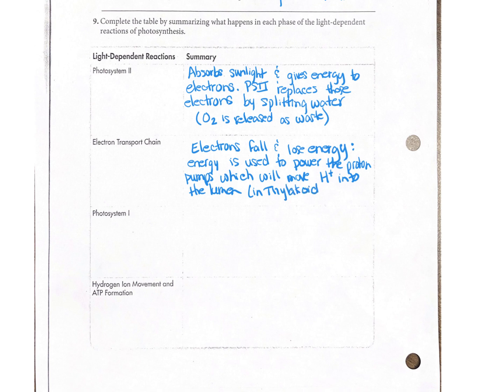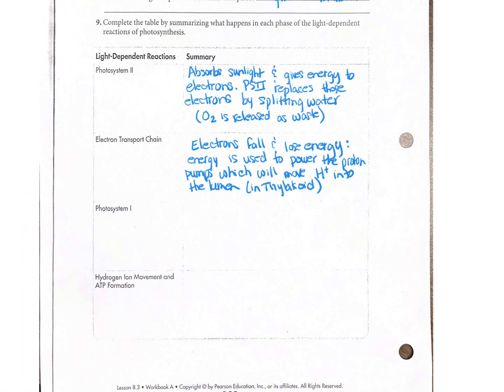So remember, it's just the opposite direction that it was in respiration. So in respiration, the proton pumps were taking protons from the matrix and pumping them into the intermembrane space. This time it's just going the opposite. It's pumping them from the stroma into the lumen. And then I'm going to go down to hydrogen ion movement and ATP formation because it's a direct result of electrons pumping the protons into the lumen.